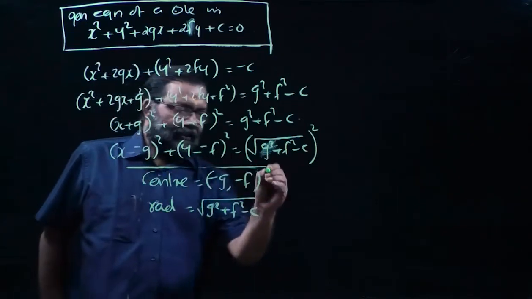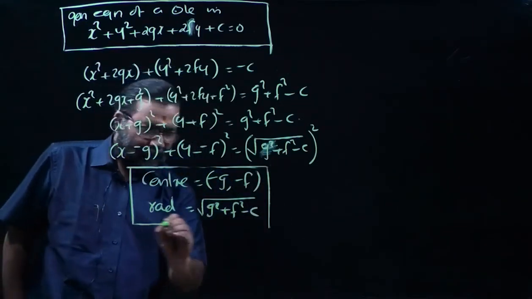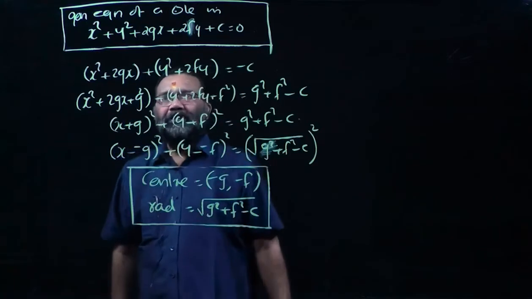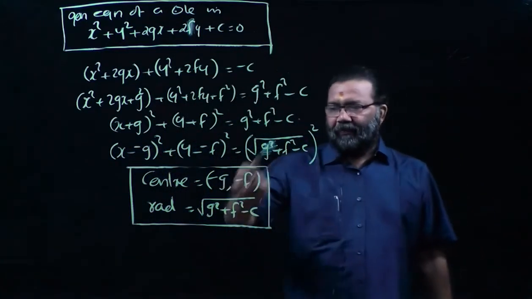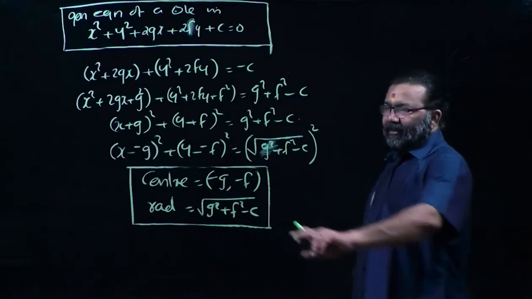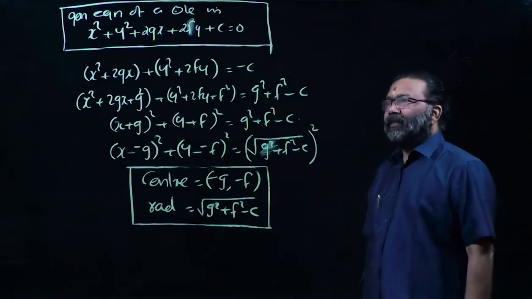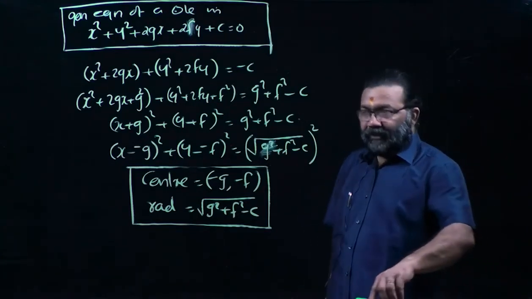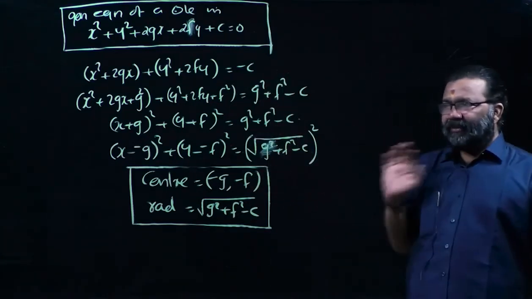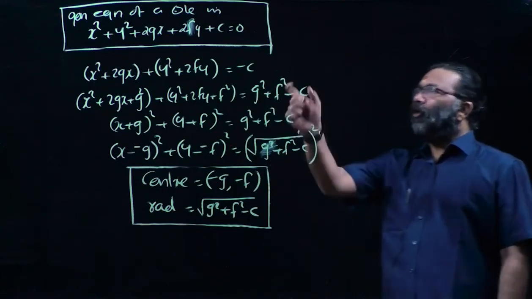So the general equation of a circle is x square plus y square plus 2gx plus 2fy plus c equal to 0, which is centered at minus g, minus f and with radius root of g square plus f square minus c. So you just go through this theory part. First understand it very well, then you copy down these things.